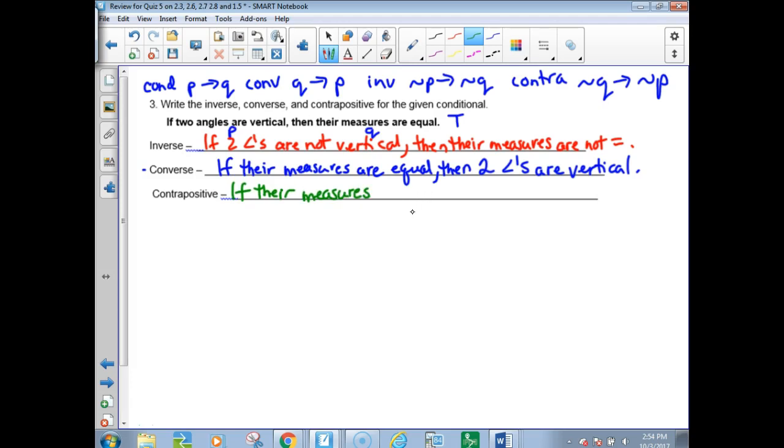Ariana, go ahead. You want to say, or it's Carolyn. I get Ariana's. Then, okay, if their measures are not equal, then, okay, wait a minute. Yep, then two angles are not vertical. Right.